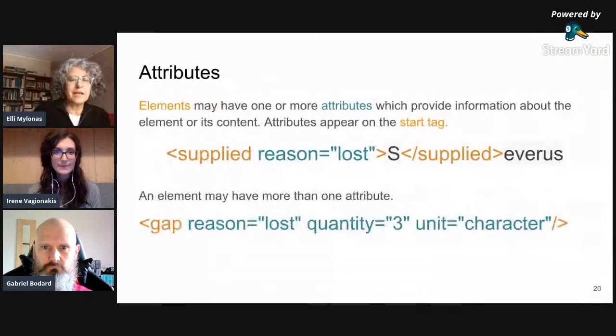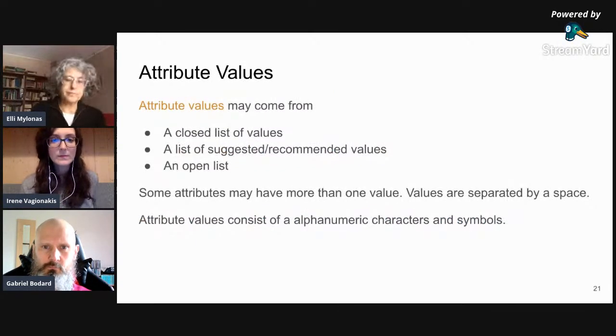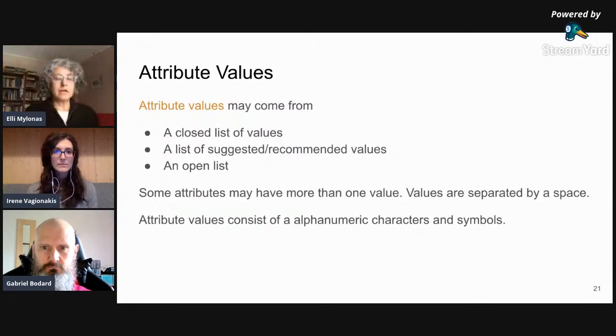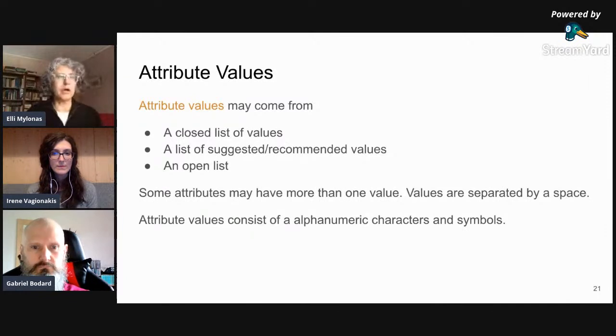So one more thing about attributes. Attributes have a name. So in this case, the name is reason, and they have a value. So as an attribute appears after the element name, you see the attribute name, equals sign, and in quotes, the value. Attribute values can be constrained in a variety of ways. The easiest, perhaps, is that a closed list may be defined: yes, no, lost or damaged.